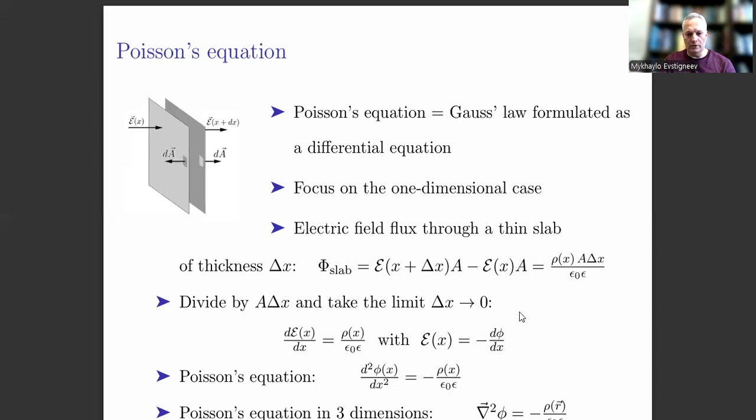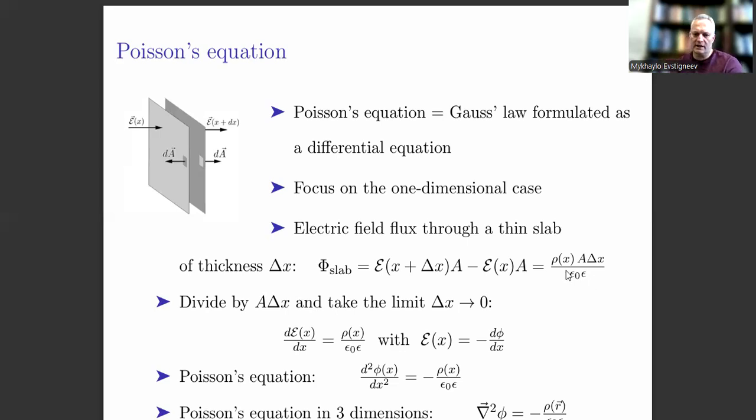Now, by Gauss's law, we know that the flux of the electric field through this slab is the ratio of the total charge inside the slab to the dielectric constant of the material, which is the product of the electric permittivity of vacuum epsilon naught, and the relative dielectric constant or relative permittivity of the material epsilon.